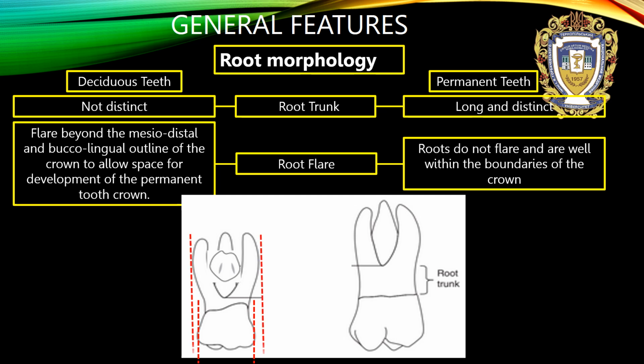Temporal teeth root flare beyond the mesiodistal and buccolingual outline of the crown to allow space for development of the permanent tooth crown. Instead, in permanent teeth, roots don't flare and are well within the boundaries of the crown.